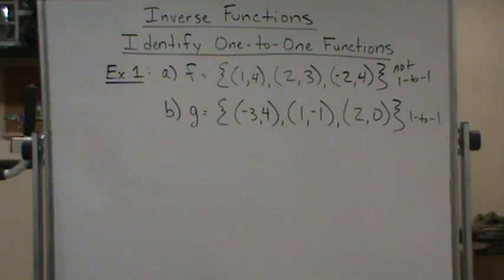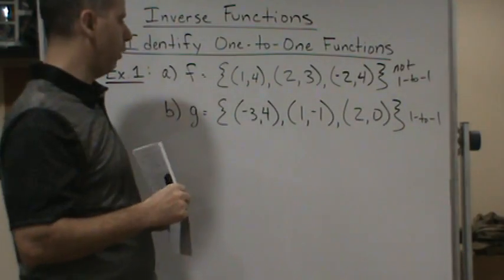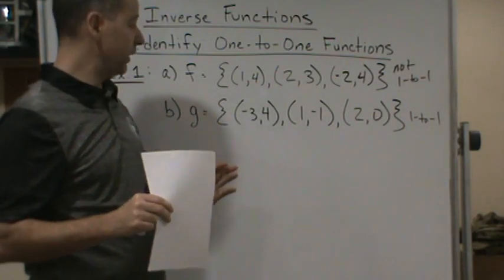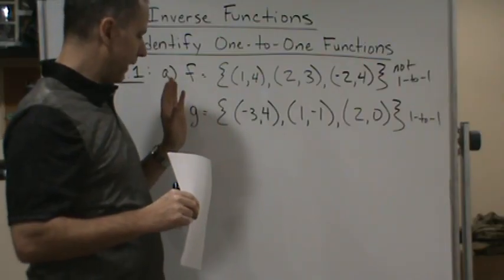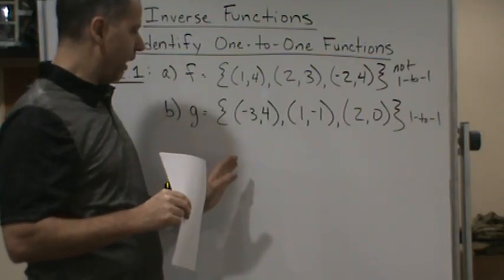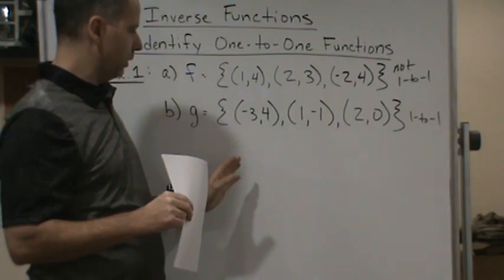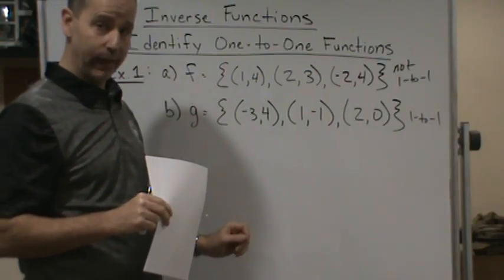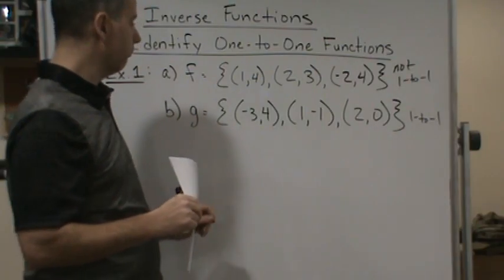And that's it. So again, all we're looking for with one-to-one functions, we're making sure that for each value in the range, there is exactly one value in the domain. Okay? That's it.